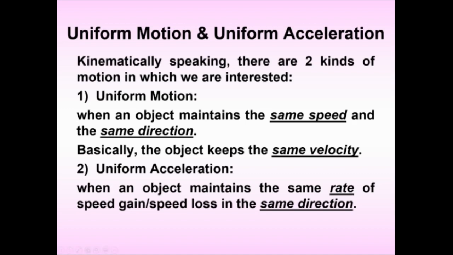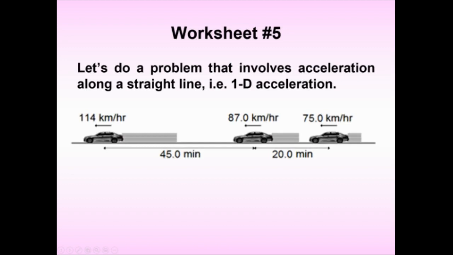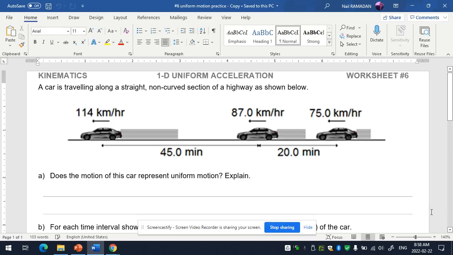Okay? All right. So everyone, let's do a worksheet now where we deal with uniform motion and uniform acceleration. There you go. Let's read the statement of the problem. So a car is traveling along a straight, non-curved road. Why do you think I'm saying that? Yep, Ahmed. Because I am basically telling you it maintains the same direction. So we don't have to worry about direction here. Okay. As shown below.